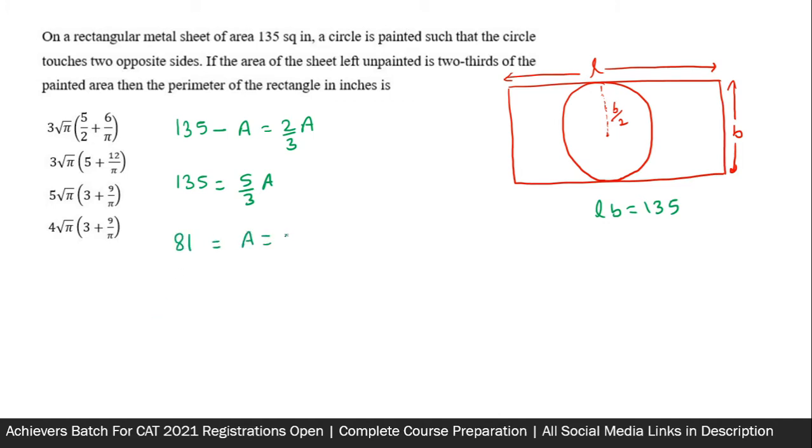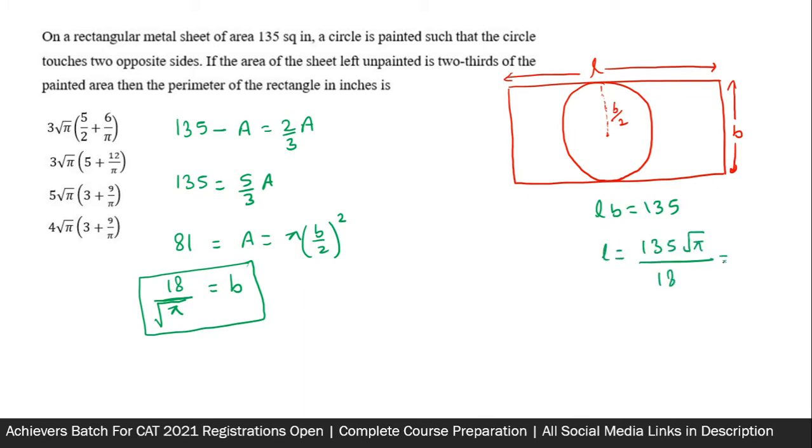Now area of circle is nothing but pi r square. R here is B by 2. So from here I get the value of B as 18 upon root pi. I have skipped a step or two for calculation. Anybody who is stuck, please pause the video, do it manually with pen and paper, reach the point when you get the value of B as 18 by root pi, and then you can resume. So putting the value of B here, I'll get L as 15 root pi by 2.